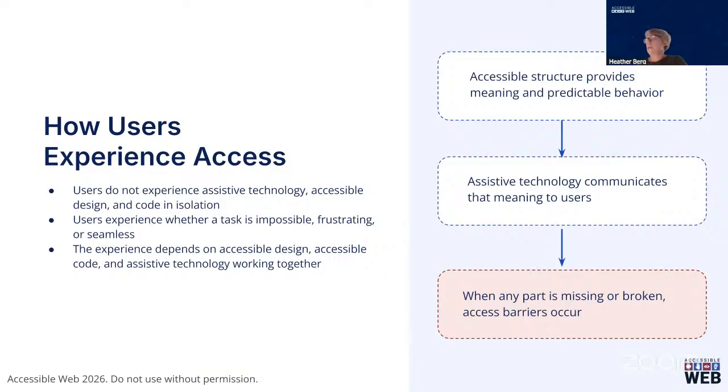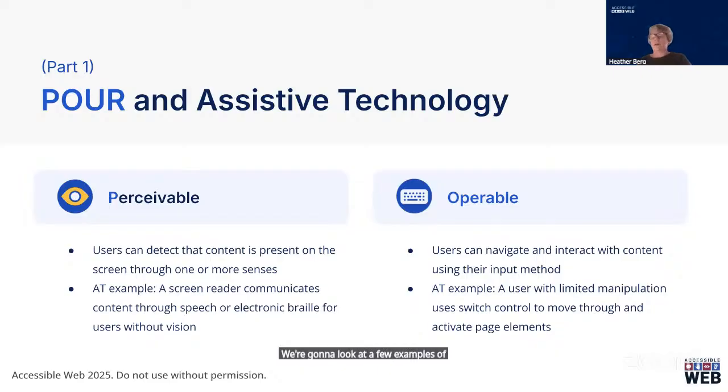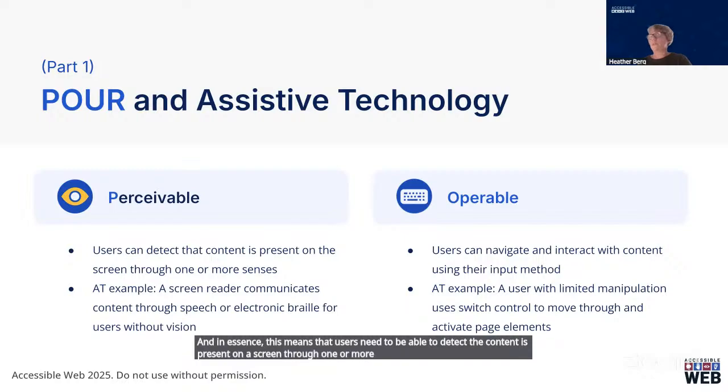All right, next up here, I mentioned we're going to be coming back to that POUR principle, P-O-U-R. We're going to look at a few examples of how this relates specifically to assistive technology. So the first one up we have is perceivable. And in essence, this means that users need to be able to detect the content is present on a screen through one or more of their senses.